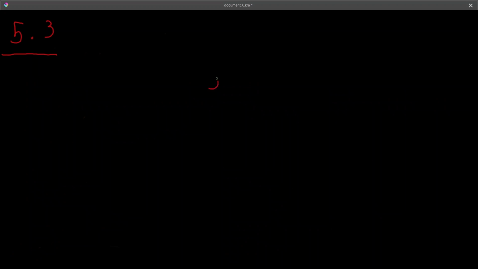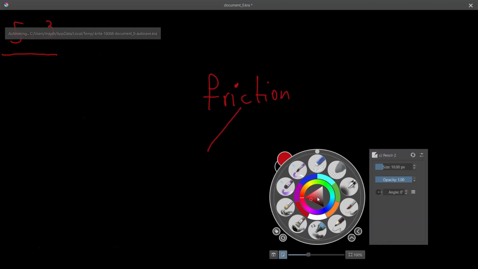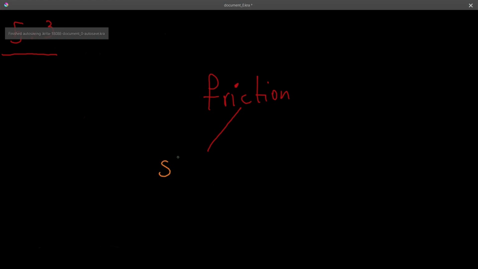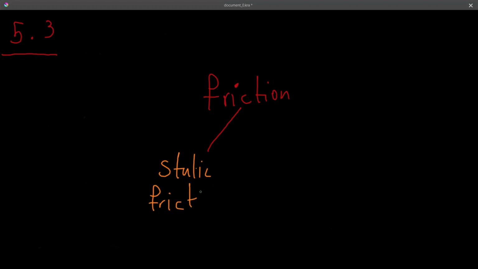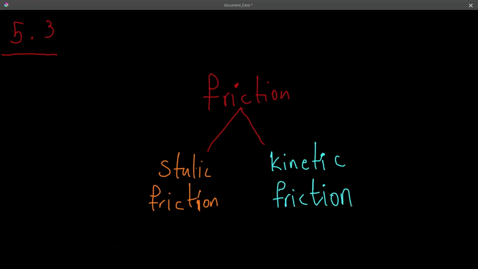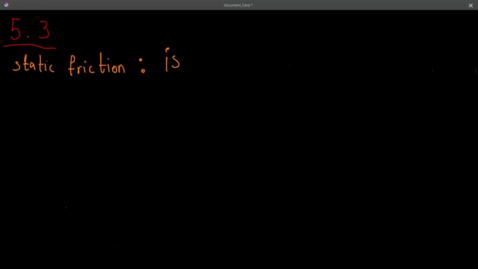We're going to discuss two types of friction. The first type is what we're going to call static friction. The second type is what we're going to refer to as kinetic friction. And in some textbooks, they refer to kinetic friction as sliding friction. Okay, so let's start with static friction.